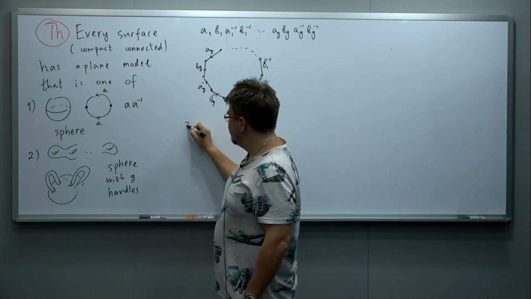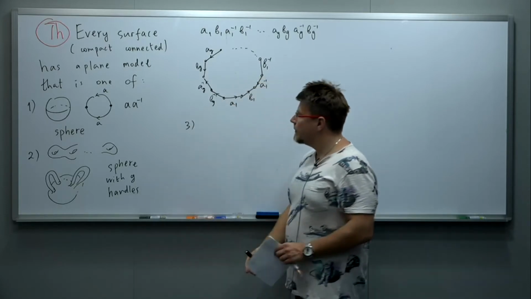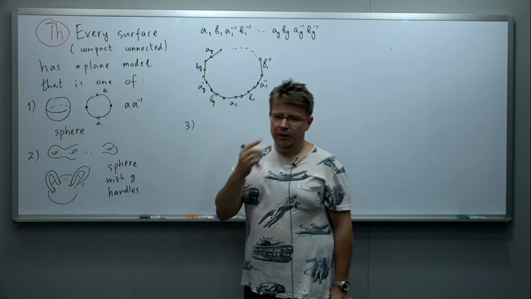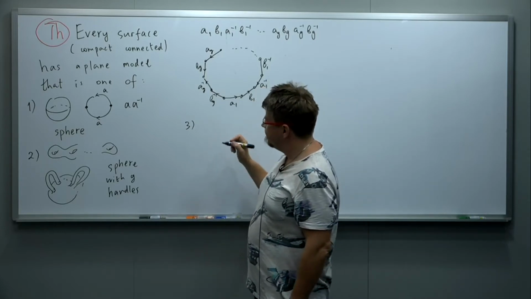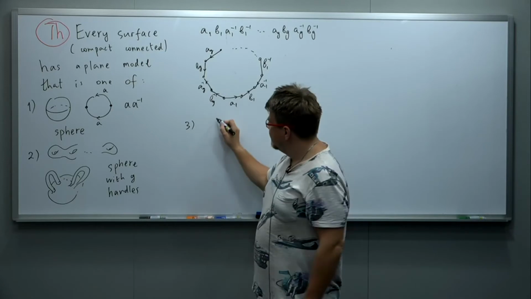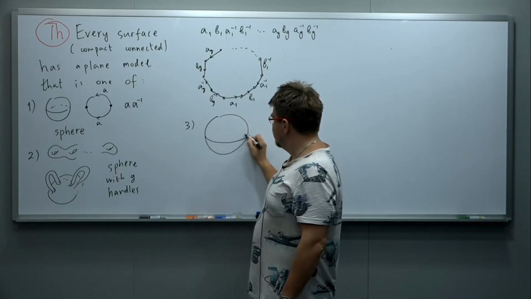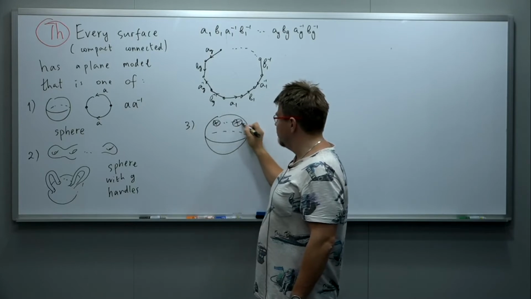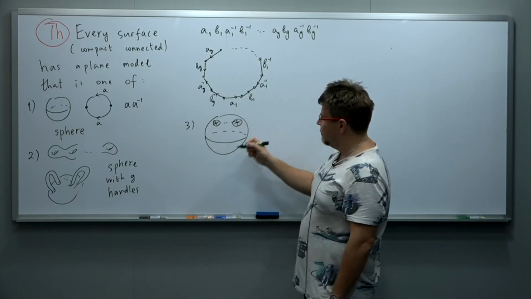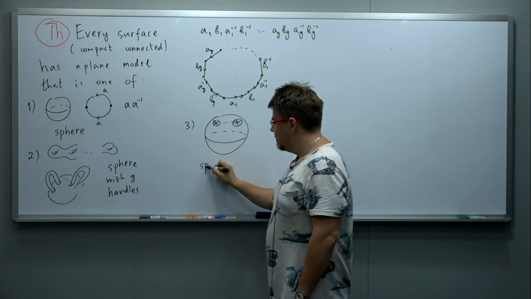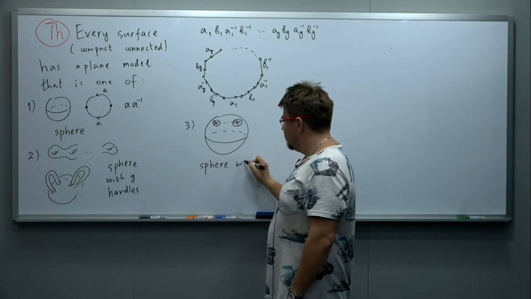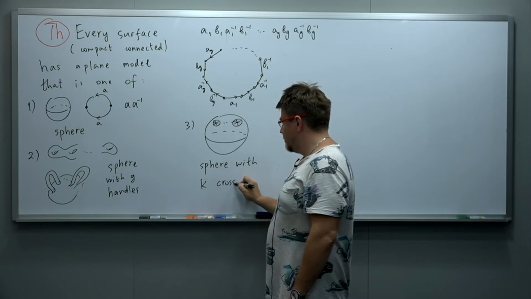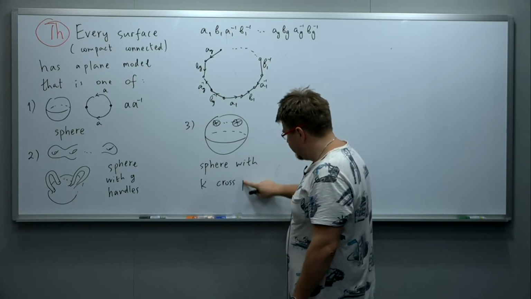Now the third possibility is, well, schematically we draw it like this. So we draw a sphere, and then we have several figures like this. So they are called cross caps. And so this is called a sphere with, let's say, K cross caps.